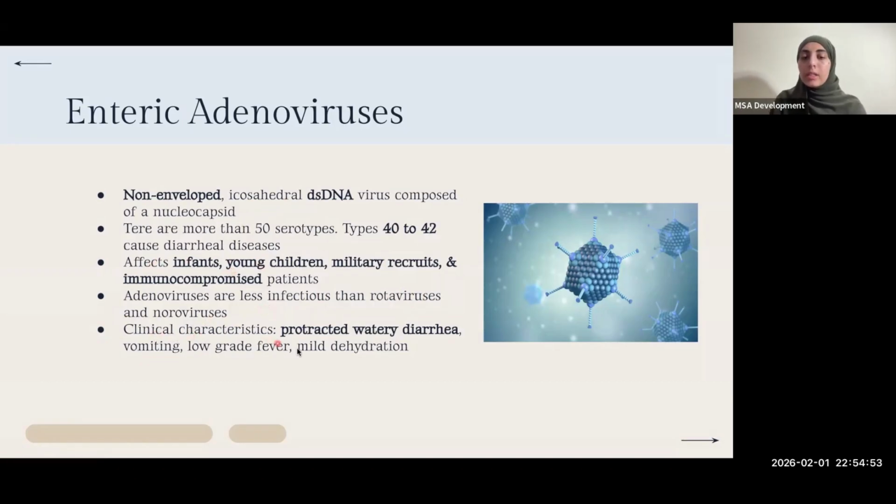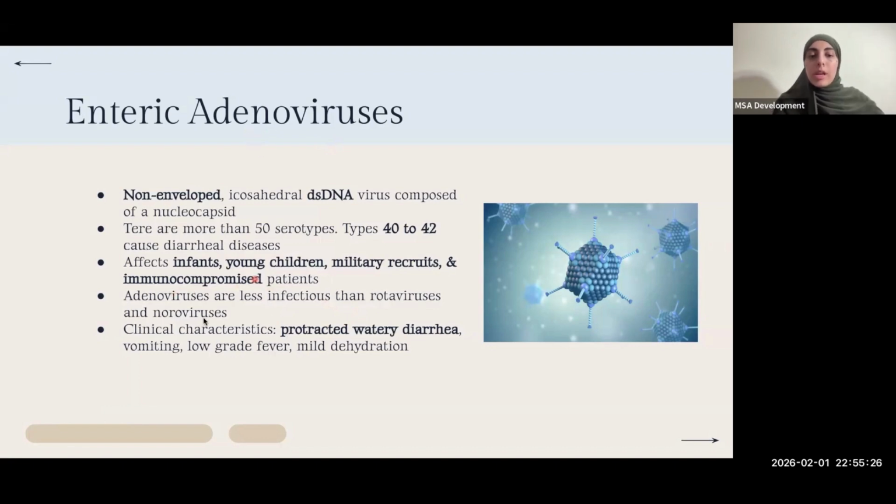And the clinical characteristic is protracted watery diarrhea. Okay? And this is a key feature in this disease. Protracted basically means that it's a long time. Okay, so it lasts for a relatively longer period of time. So if you see someone with diarrhea that lasts for a long time, protracted diarrhea, think of adenovirus, all right?